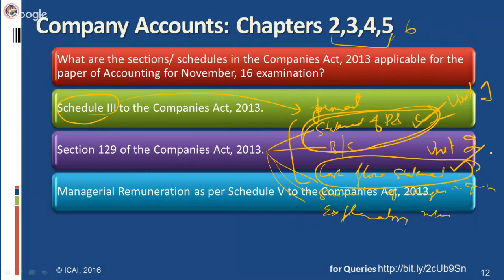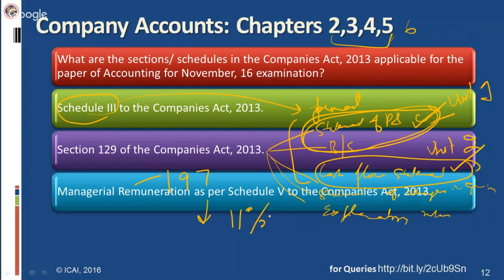The main provision is section 197. Section 197 of the Companies Act deals with manager remuneration. It says that the total manager remuneration payable by a public company to its directors, including MDs and full-time directors, and whatsoever they may call their managers, in a particular financial year shall not exceed 11%.